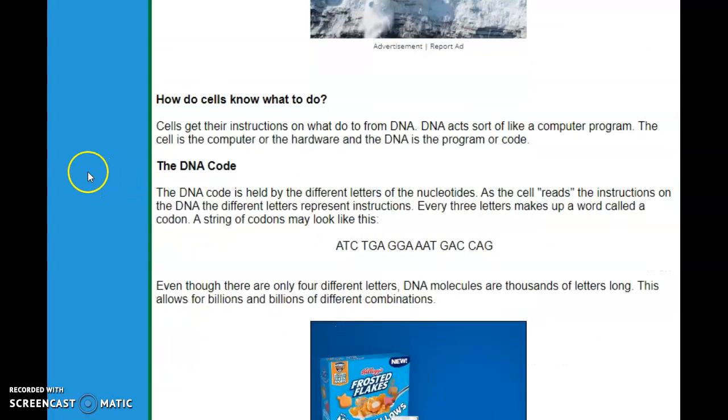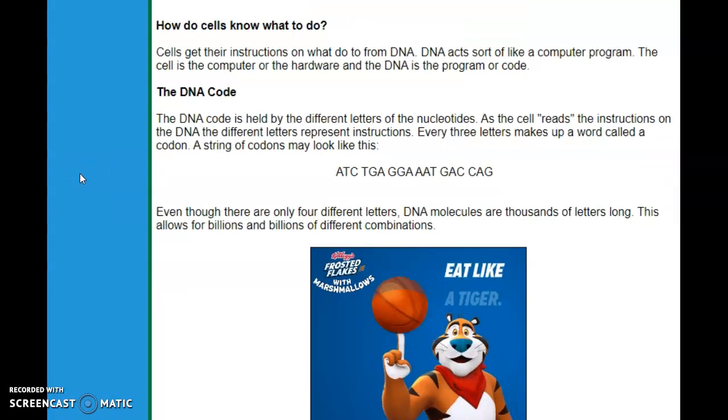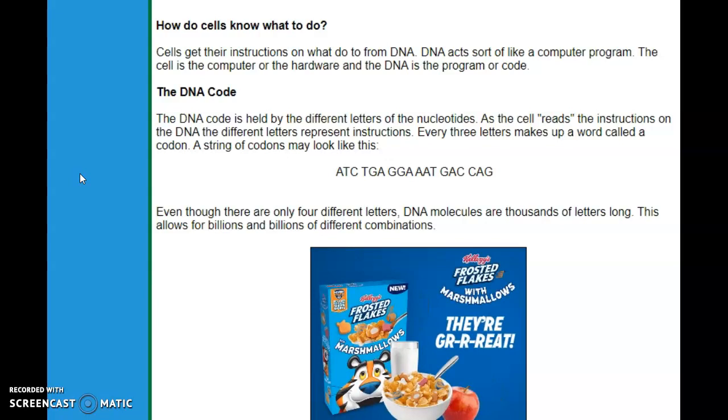How do cells know what to do? Cells get their instructions on what to do from DNA. DNA acts sort of like a computer program. The cell is the computer or the hardware, and the DNA is the program or code.